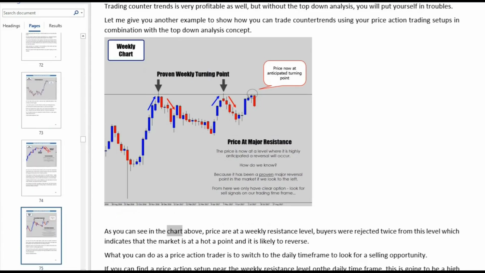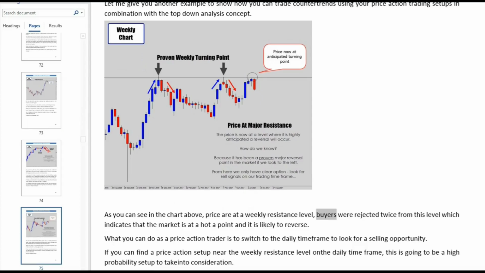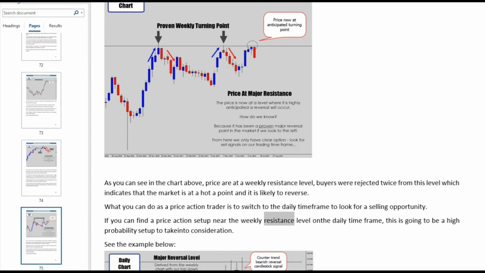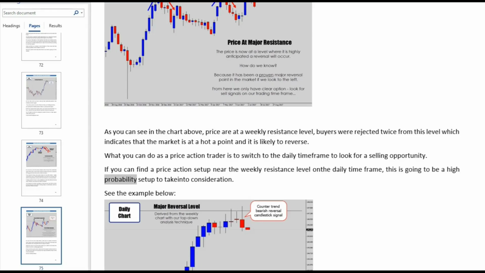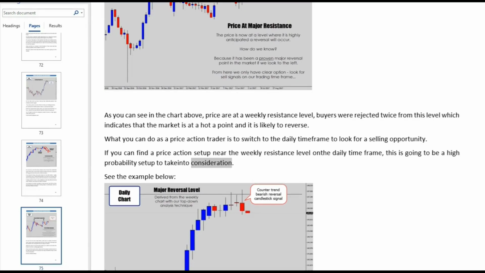As you can see in the chart above, price is at a weekly resistance level. Buyers were rejected twice from this level, which indicates that the market is at a hot point and is likely to reverse. What you can do as a price action trader is to switch to the daily time frame to look for a selling opportunity. If you can find a price action setup near the weekly resistance level on the daily time frame, this is going to be a high probability setup to take into consideration.